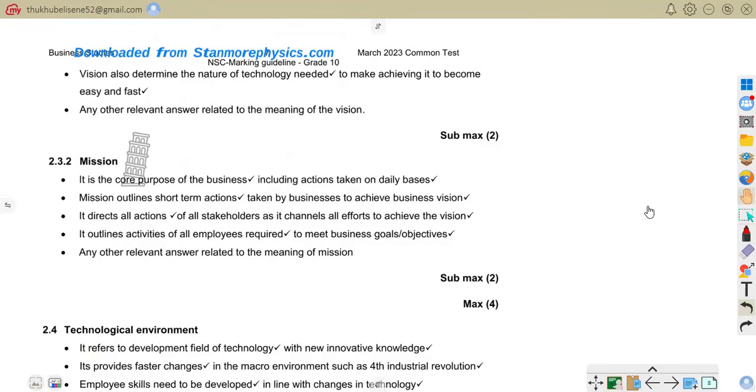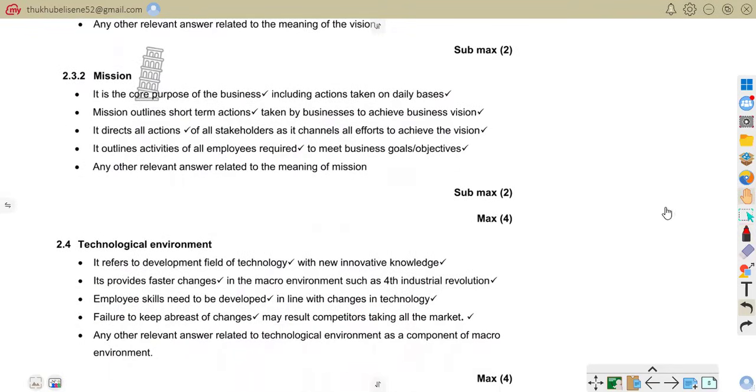Vision also determines the nature of technology needed to make achieving it easy and fast. So any relevant answer related to the meaning of the vision is accepted. So now let us come to the mission.